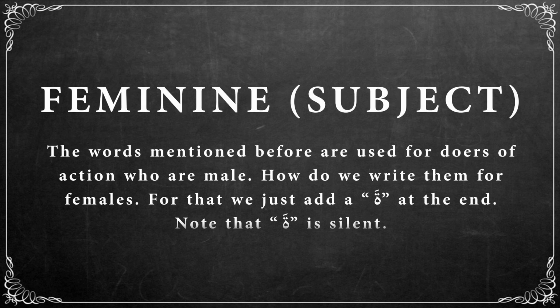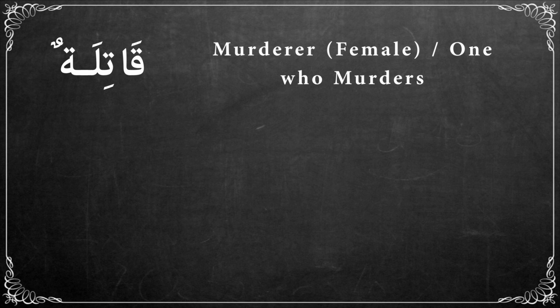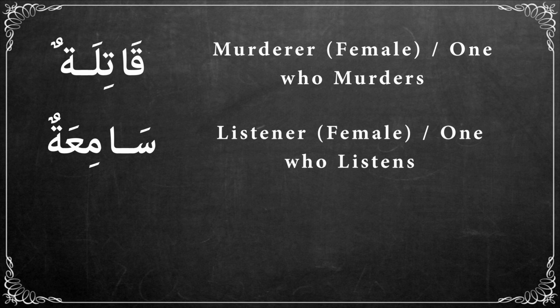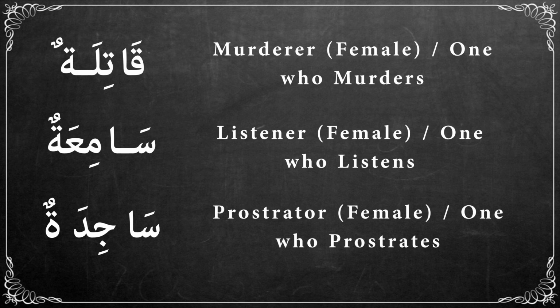Feminine subject. The words mentioned before are used for doers of action who are male. How do we write them for females? For that we just add a ta at the end. Note that ta is silent. قاتلة. Female murderer or one who murders. سامعة. Female listener or one who listens. ساجدة. Female prostrator or one who prostrates.